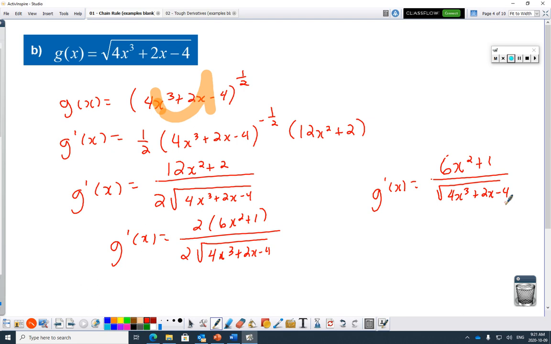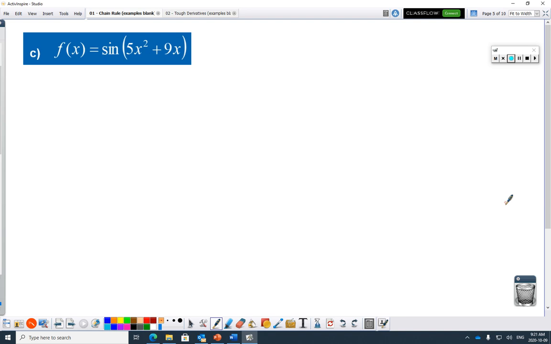On we go. How many do I got to do? A, B. You don't even know. You don't have the notes printed out. Well, some people do. F and then number 2, and then decide if I'm doing that other one. Okay. I'm ready. C. Ooh, sine.